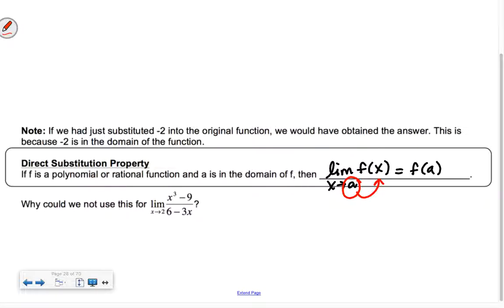So you just take whatever your x value is and you plug it in. You could not use it if we just said the limit as x goes to 2, because 2 gives you an undefined. So plugging in 2 gives undefined.